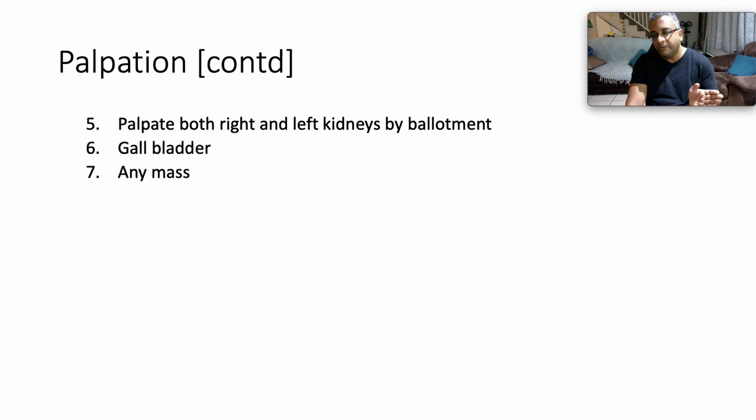Just palpate and check if you can feel a gallbladder. Remember Courvoisier's law. Courvoisier's law states that in the presence of jaundice, a palpable gallbladder is unlikely due to inflammation or cholecystitis. It probably indicates a malignancy of the biliary tract.